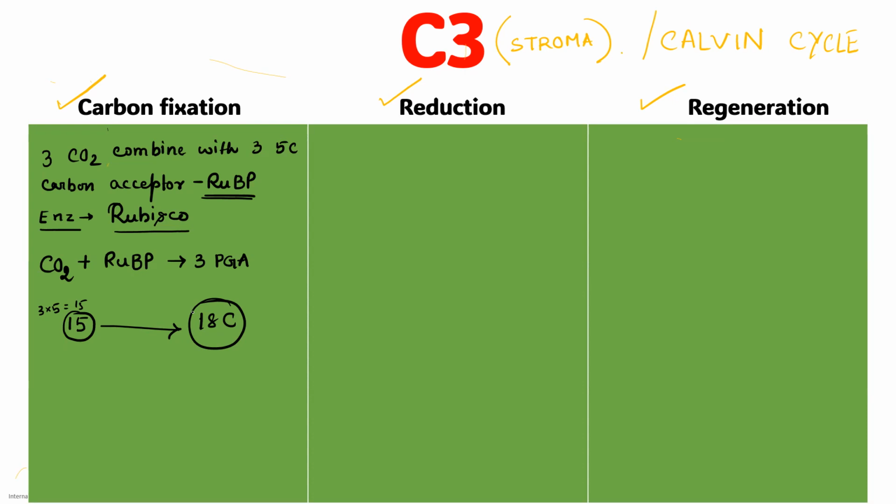Now we'll go to the reduction phase. Now the CO2 is added to the second carbon of RuBP. Remember, CO2 is added to the second carbon of RuBP. Keep this in mind. Next, we'll go to the reduction phase. Now, what is getting reduced here? This 3-PGA is getting reduced to 1,3-bisphosphoglyceric acid or 1,3-bisphosphoglycerate.